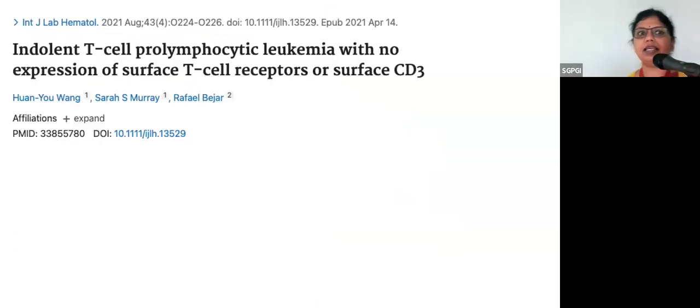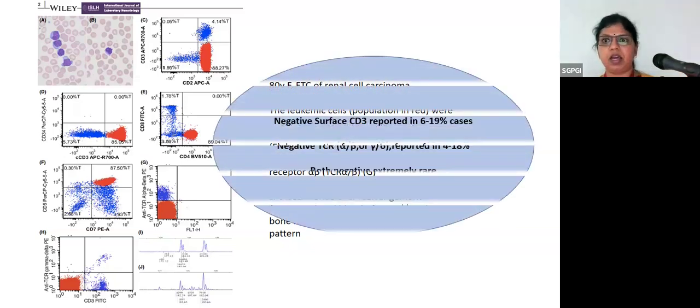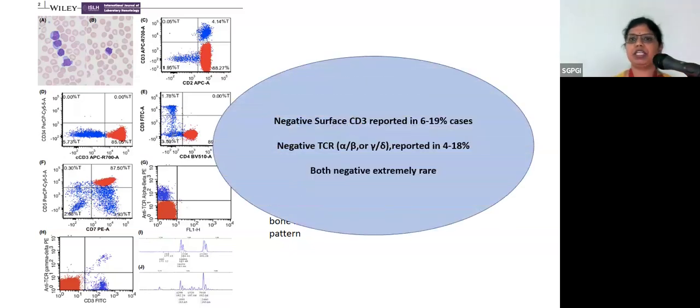Then this is another case showing an aberrant immunophenotype in TPLL with no expression of surface T cell receptors or surface CD3. This is from a follow-up case of renal cell carcinoma, an 80-year-old female. From all these case reports, we can take away that negative CD3 is reported in around 6 to 19% of cases, although the classical phenotype is positive for pan T cell markers. Negative T cell receptor is reported in around 4 to 18% of cases. Both CD3 and TCR being negative is relatively rare.